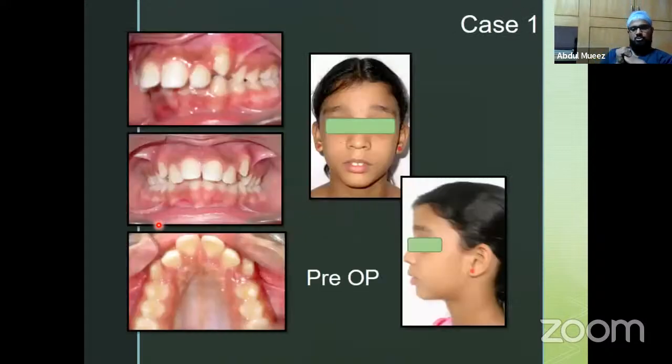The first case I'm going to show you: this patient came with a complaint. What she said was, doctor, my teeth give me a rabbit-like appearance. I've been getting bullied because of this. She was just 12 years complete, and all her premolars had erupted. What do you do in this case?